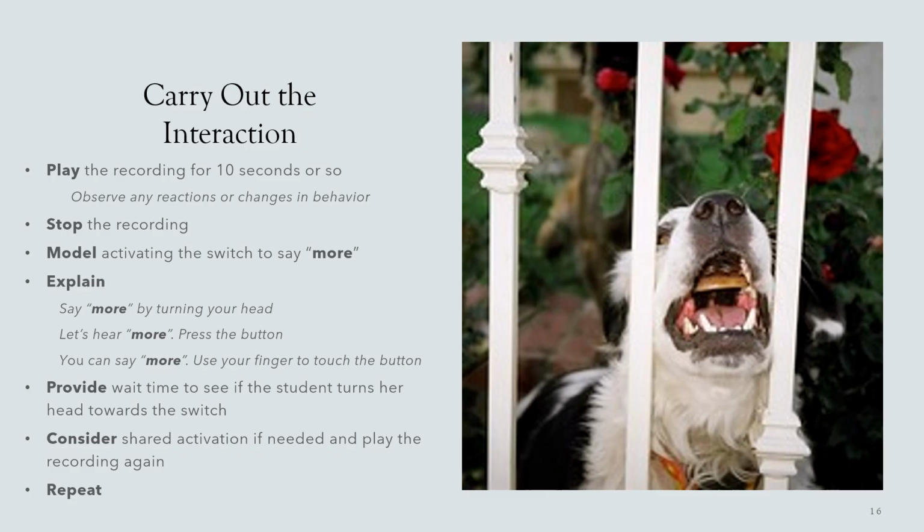Now that you have the interaction planned, you can carry it out. Refer to the progress monitoring checklist for the steps. Play the recording for 10 seconds or so and observe any reactions or changes in behavior. Stop the recording. Model activating the switch to say more. Then explain to the student what he needs to do.